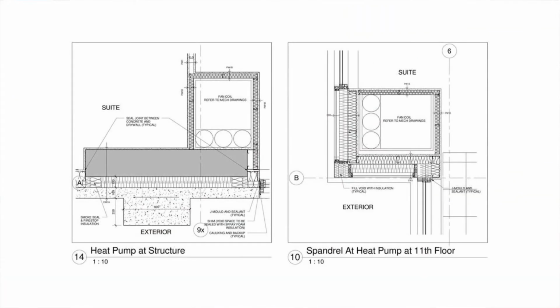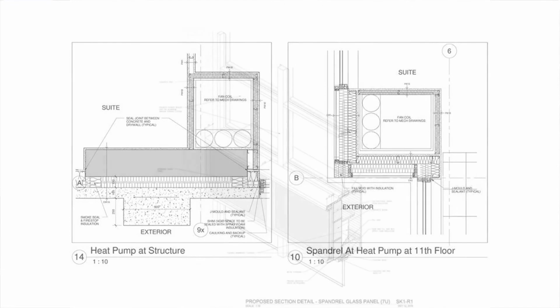Section details are a little easier because they are more standard. Plan details are sort of project specific, so there's a little bit more work involved here. A Fanco unit up against an exterior wall, precast condition, again, window wall condition.